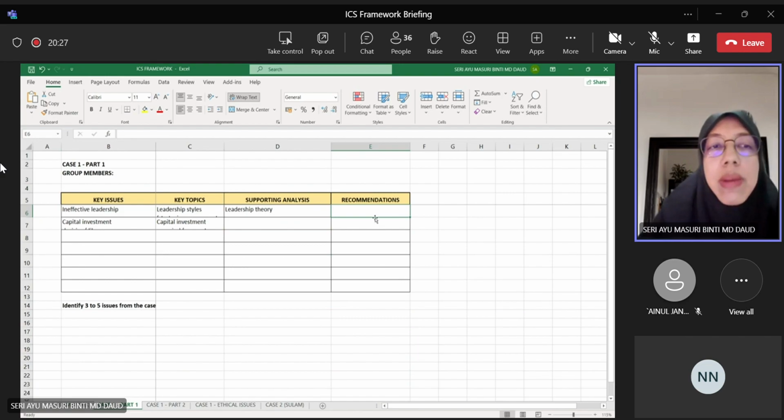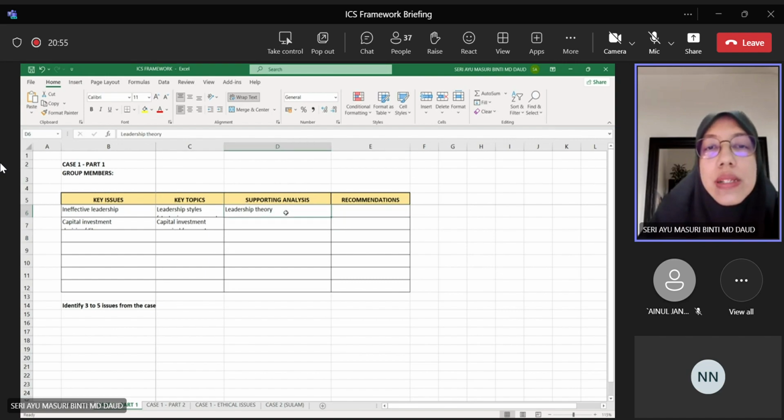And then you recommend that maybe the CEO needs to change the leadership style based on this particular theory. The theory seems to suit the environment of the company, the culture, etc., etc. And the theory suggests that what will work best for this setting or this context is this particular leadership style, for example. So that is the basis for your recommendations. So you write it down here.